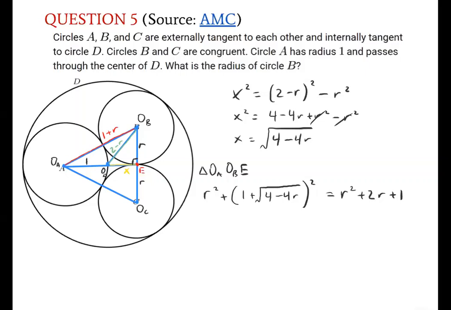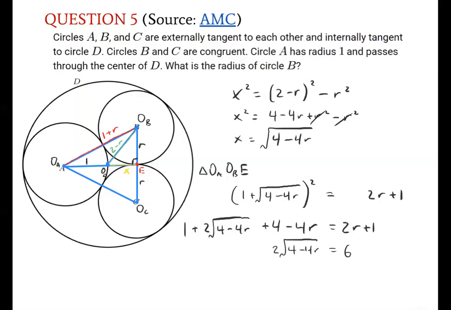So both sides of the equation have R squared, so let's just get rid of that. Now we're left with this. So I'm going to expand the left side of the equation. 1 plus 2, 4 minus 4R, plus 4 minus 4R, that is equal to 2R plus 1. This is just a bunch of algebra. Then I will rearrange everything. This is equal to 6R minus 4, and I'm going to square both sides.